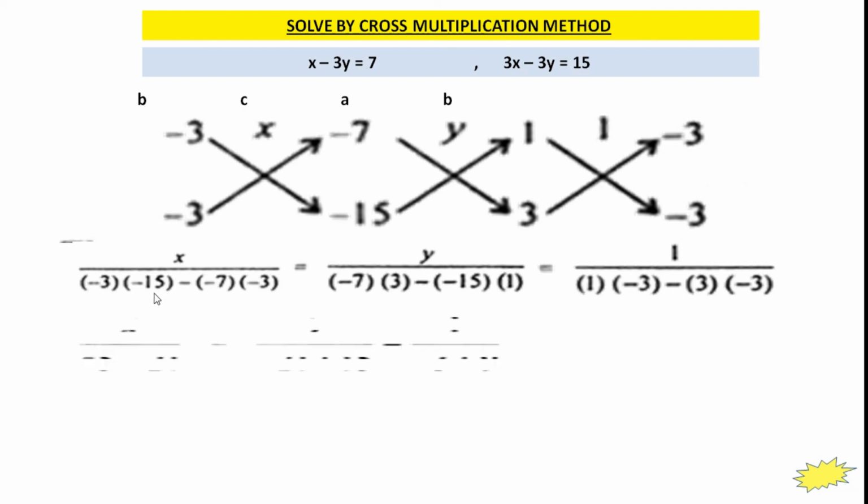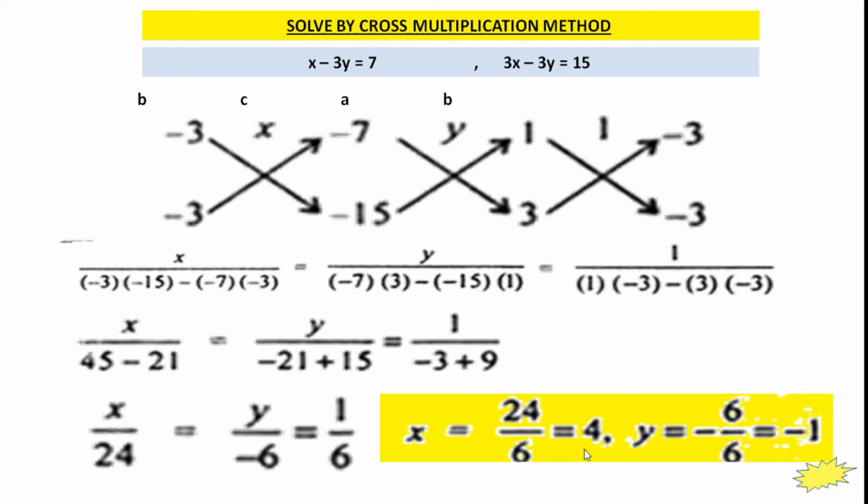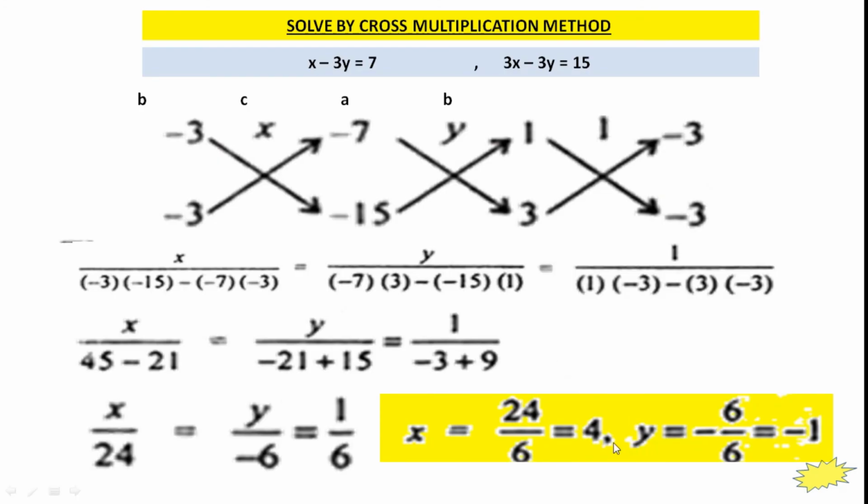Then simplify the denominators of all the three ratios to simple terms. Then compare the first ratio with the last ratio to get the value of x. Compare the second ratio with the third ratio to get the value of y. Hence the solution becomes 4 comma minus 1.